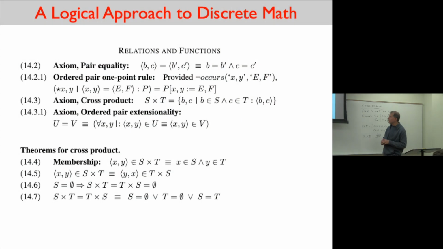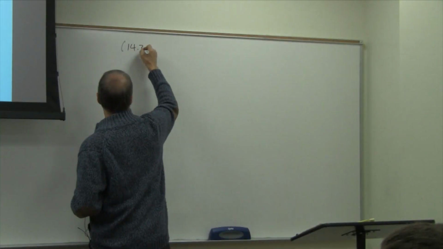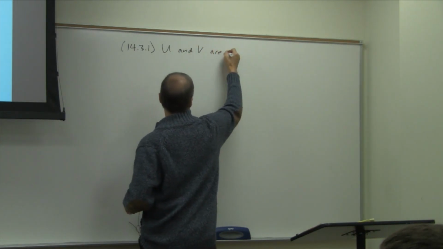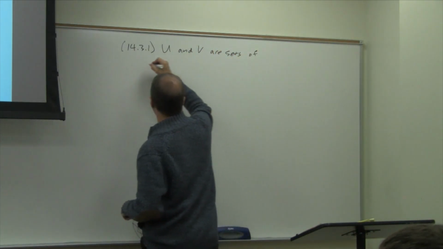All right, now let's take a look at 4.3.1 and talk about that for a minute. This is ordered pair extensionality, okay? Now, what is U? It's not universal. It's not bold with the little mark. So what is the type of U and what is the type of V? They are sets, that is correct, but what are they sets of? Ordered pairs. Yes, so in 14.3.1, U and V are sets of ordered pairs.